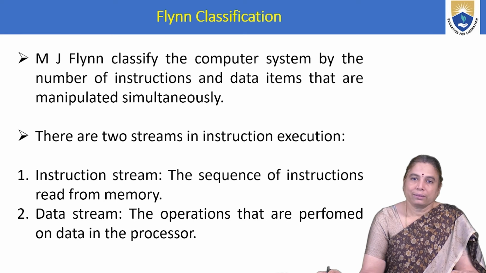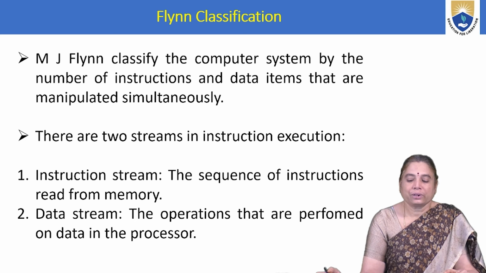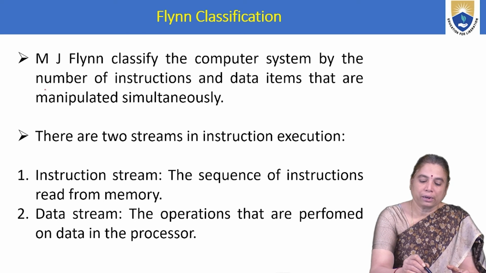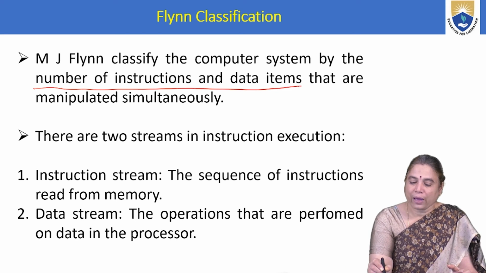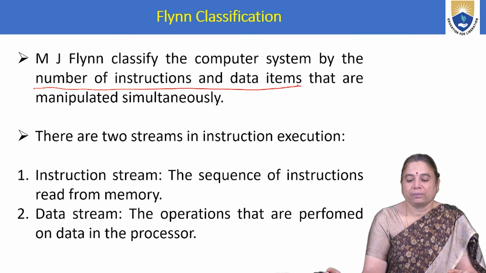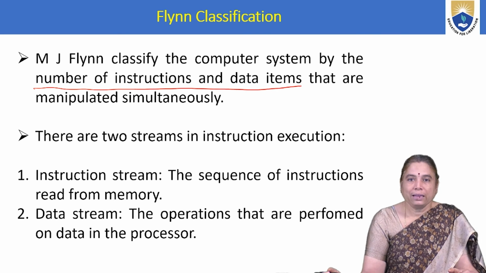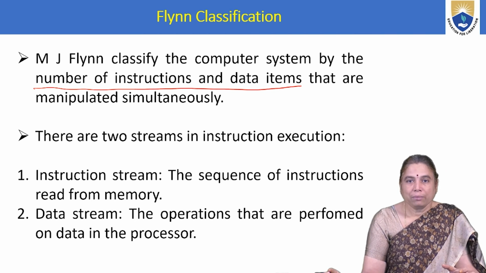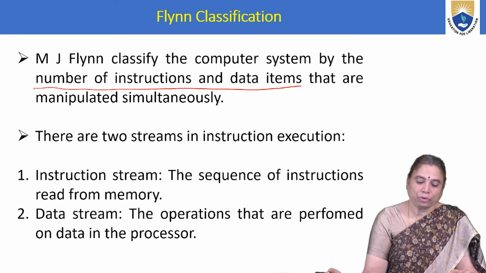What is Flynn's classification? M. J. Flynn classifies multiprocessor systems by the number of instructions and data items that are manipulated simultaneously. Flynn classifies the multiprocessor computers by considering two streams in the instruction execution.